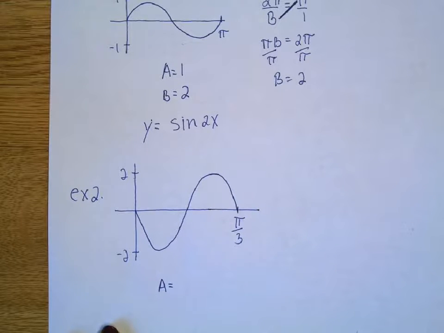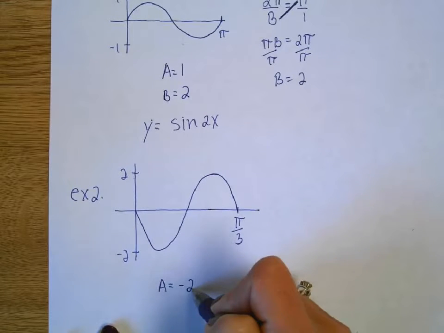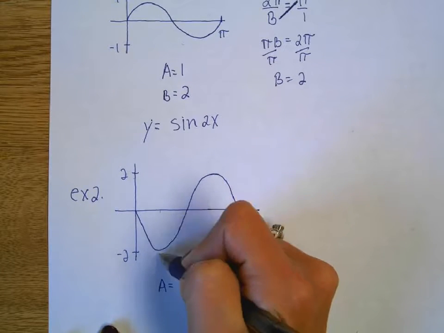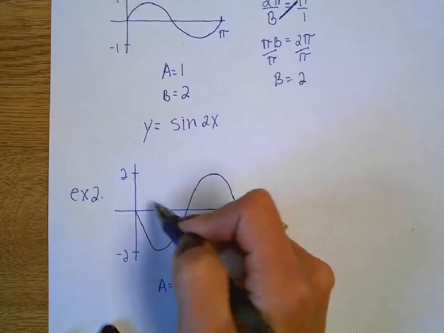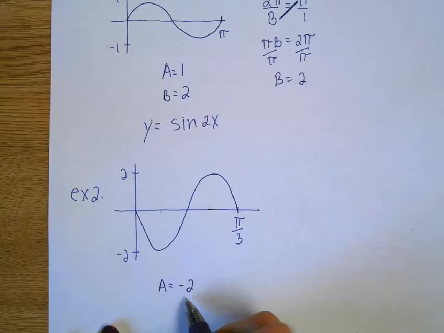Negative 2. Do we agree that A is going to be a negative 2? Because it's flipped over. The distance is 2, so the amplitude is 2. But because it's flipped, I know my A value is negative 2. If I had asked what's the amplitude, you'd say 2. But what's the A value in the equation? That's a negative 2. So the A value can be negative. Amplitude is always positive.